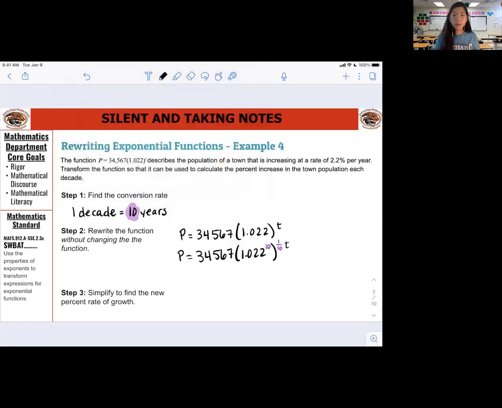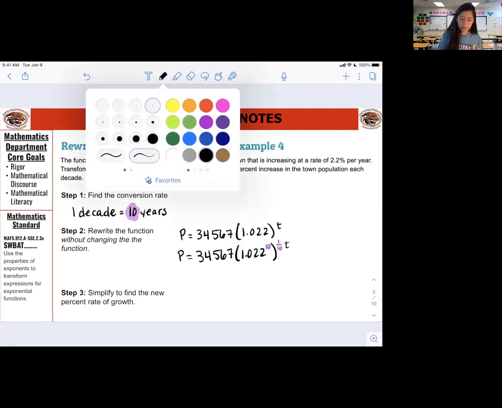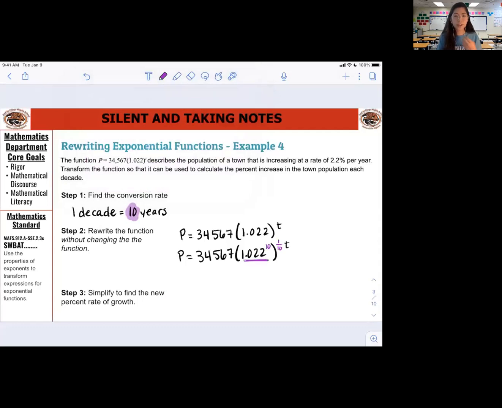Okay, so again, I'm not asking for the final population. I'm not asking you to plug in something for t. So t is still t. T still represents years. All we're doing is rewriting the function. That way I can know the percent of increase per decade. Because now I have 1.022. I'm going to bring that to the power of 10. And I'll get a new number in the parentheses, and that new number is going to be my decade percent of growth. So any questions only up to this point? I'm not going to plug anything in quite yet.